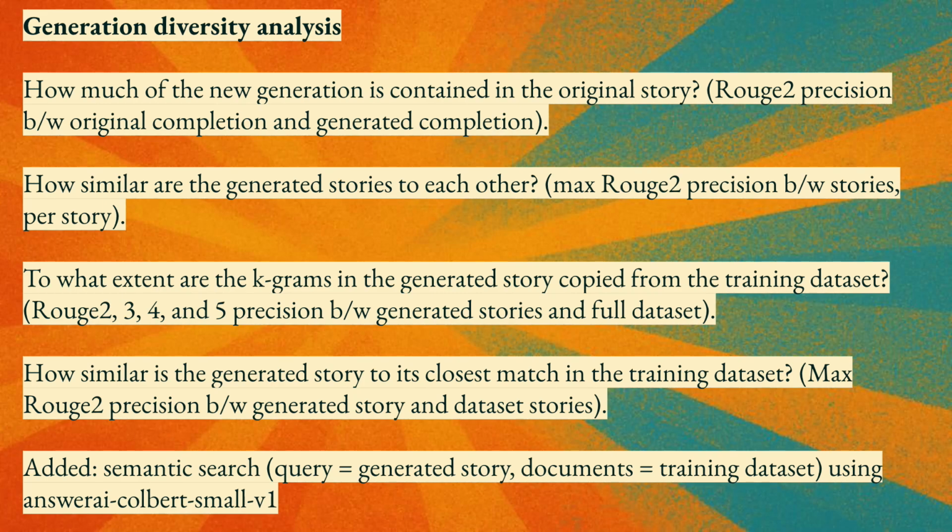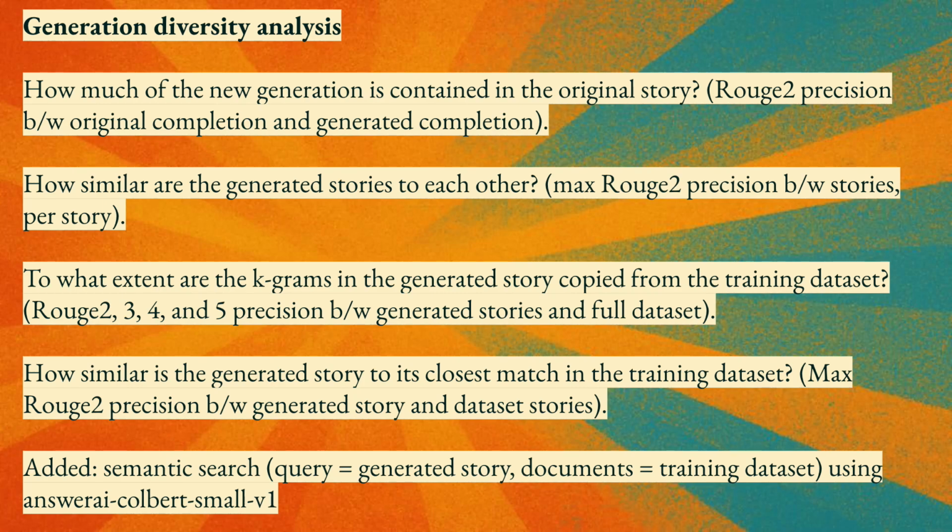Something I want to add as a contribution to this line of work is doing semantic search using Answer AI ColBERT Small v1 as a means of trying to capture the detection of complex template matching. Complex template matching is the concept where the model is not verbatim copying. It's not copying the story and changing the names of the people and entities, but it's copying some abstract pattern. Maybe there's something about the plot, or about the events that happen, that it's copying in an abstract way. That was something they left for future work.